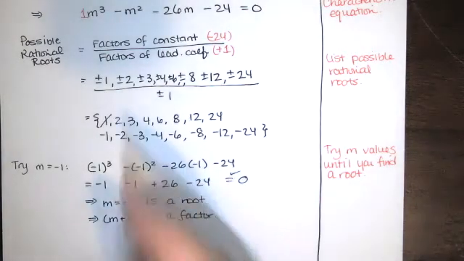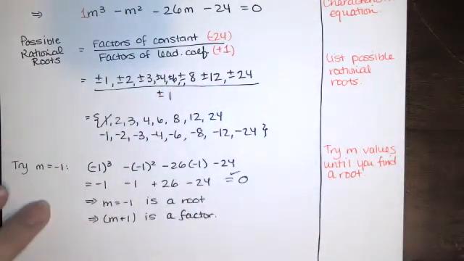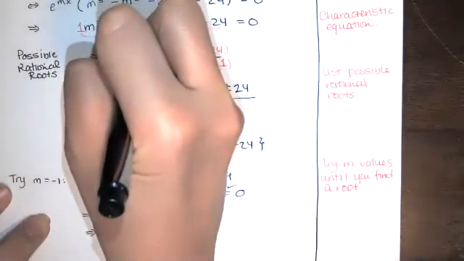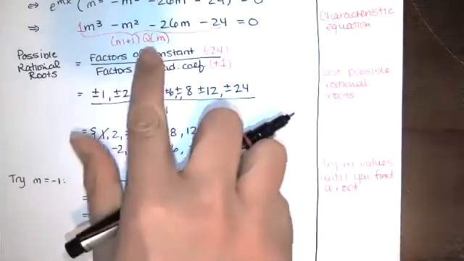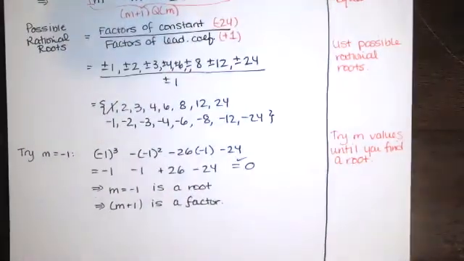The first one I did in my head didn't work, but then I said, oh, I think negative 1 might work. And so we got that. So what that means is m plus 1 is a factor of this polynomial. So this cubic polynomial can be written as m plus 1 times some quadratic polynomial, which I'll call q of m. To find q of m, I have to take this polynomial and just divide out the m plus 1.